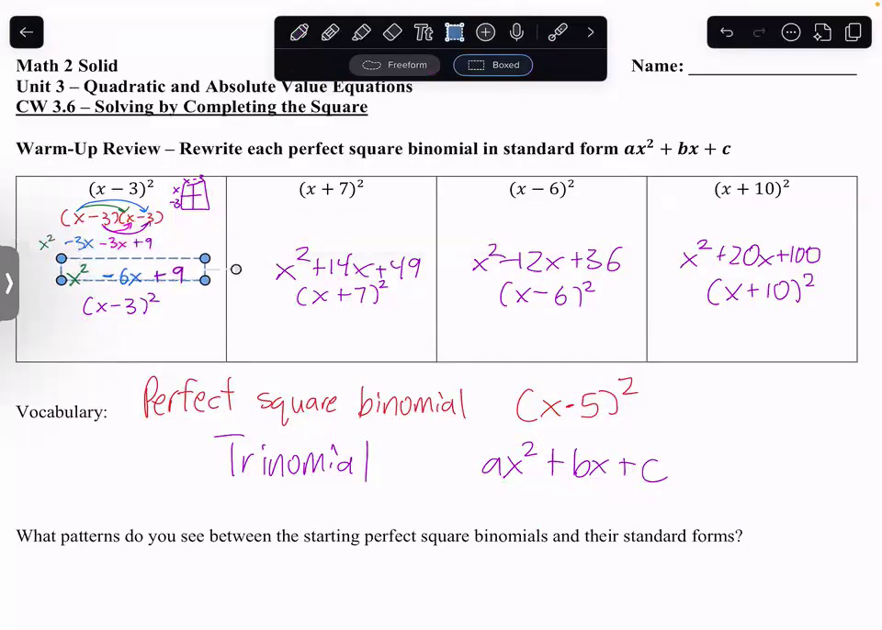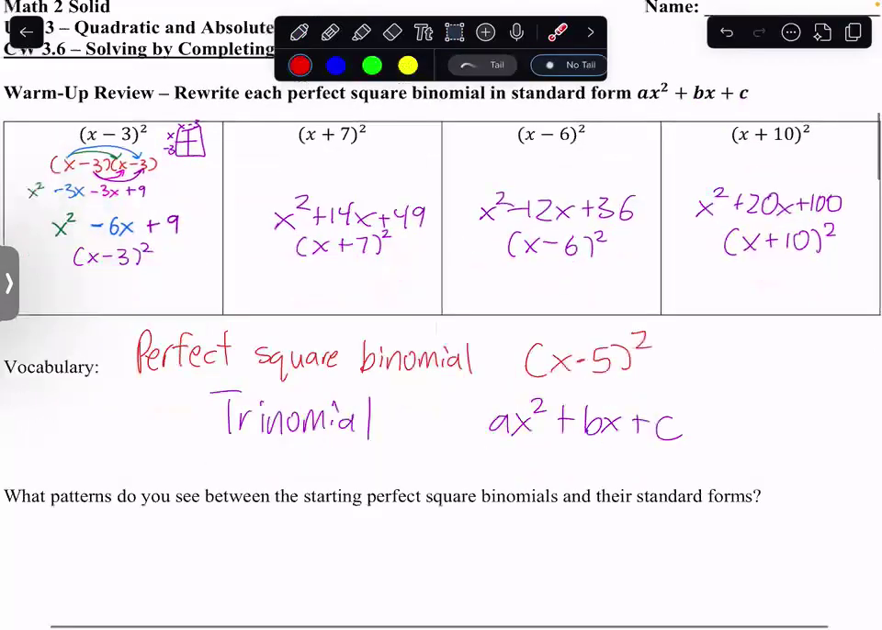Okay, so let's try to find some patterns, right? Look at the top row, look at the bottom row of each box, and see if you can find something that always happens, right? Some sort of connection between the numbers in each problem. So again, look at these, look at these. Okay, I'll give you guys a little bit of time to try to find some patterns, something that always seems to happen.